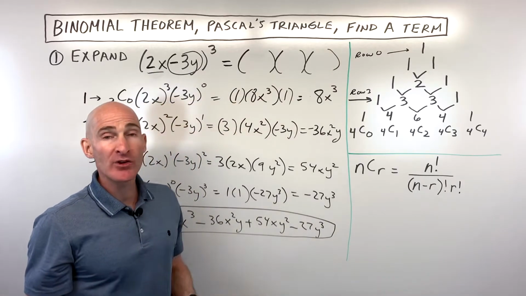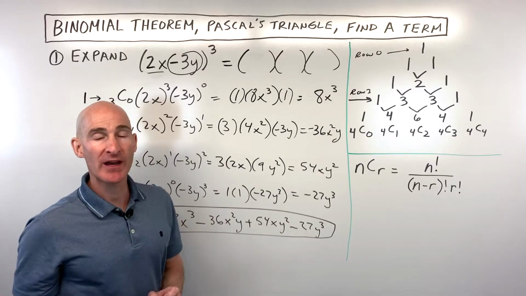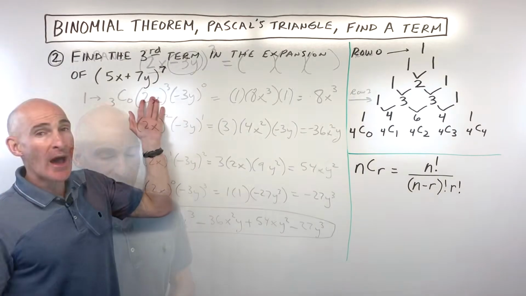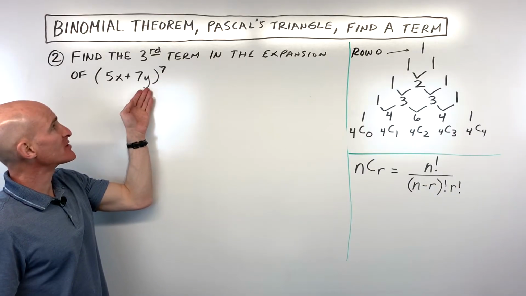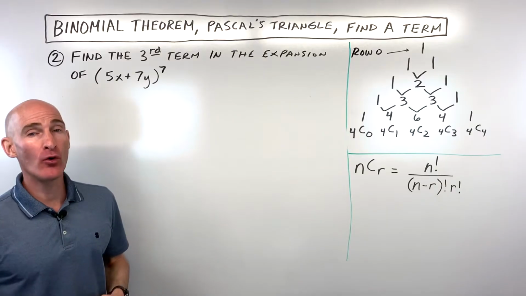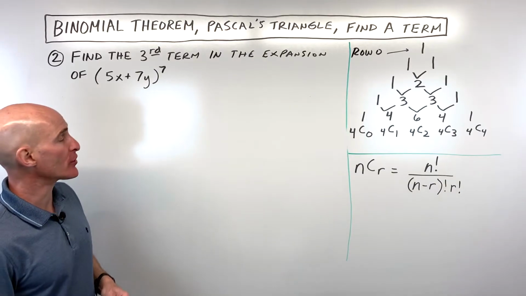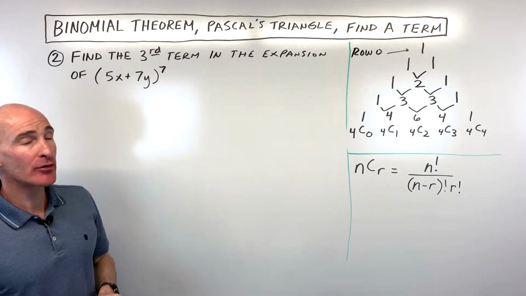Let's talk about another example where you're just zeroing in on a particular term, not doing the whole expansion. Let's look at that next. So how do we find the third term in the expansion of (5x plus 7y) to the 7th power without having to actually expand the whole binomial using the binomial theorem? Well, what we can do is use that pattern we were talking about earlier in the first question.